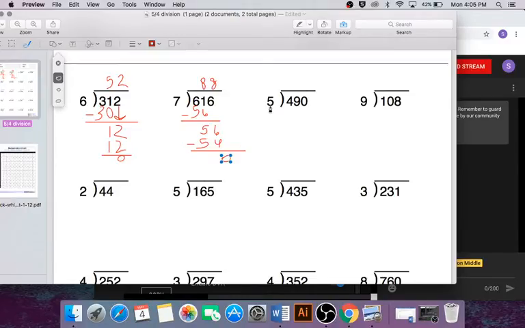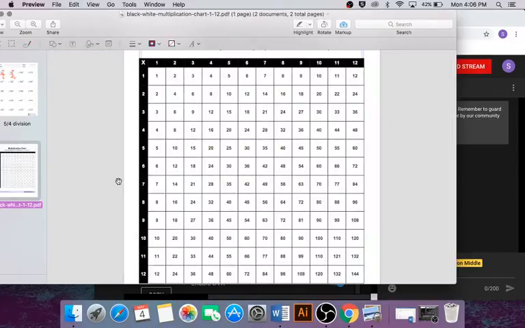Okay, so for our next problem, we have 490 divided by 5. So 5 doesn't go into 4, so we're going to see how many times 5 can go into 49 without going over. So we go to our 5 times table. We go over. We got to 50, that's too high, so we have to go back. So 45 is as close to 49 as we can get without going over. And 5 times 9 is 45.